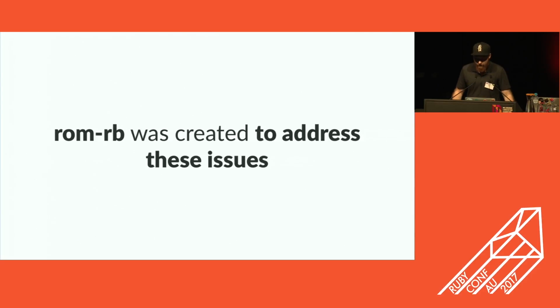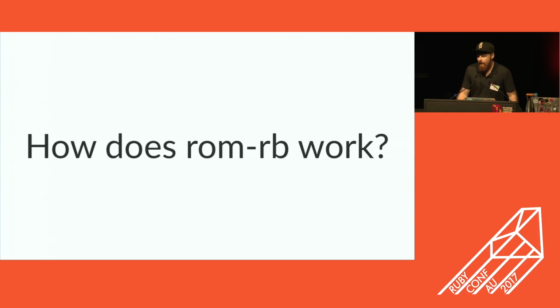So rom-rb was specifically created to address these issues, to provide a real alternative to common Ruby ORMs. But how does it work? So first of all, ROM is not a typical monolithic library. It's more a toolkit. It's a collection of core abstractions with high-level abstractions built on top of the core ones.